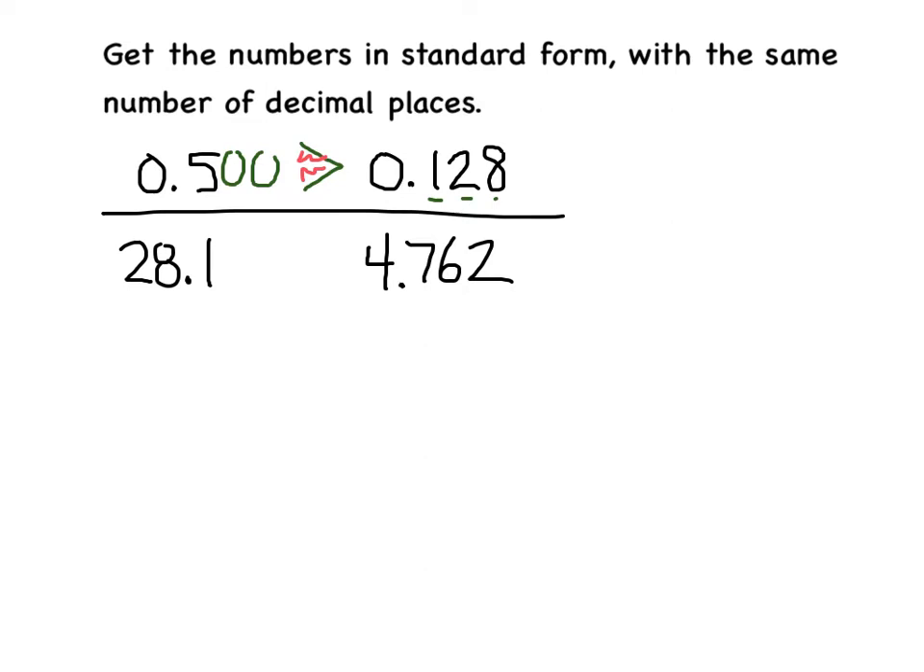Even something in the ones place is going to be more than all the decimals in the world. So in this case, I have 28 here, and I only have 4 wholes here. So it doesn't matter how many places my decimals go out to. It's still not going to be more than a whole. So 28 is indeed greater than 4. So 28 and 1/10 is greater than 4 and 762 thousandths.